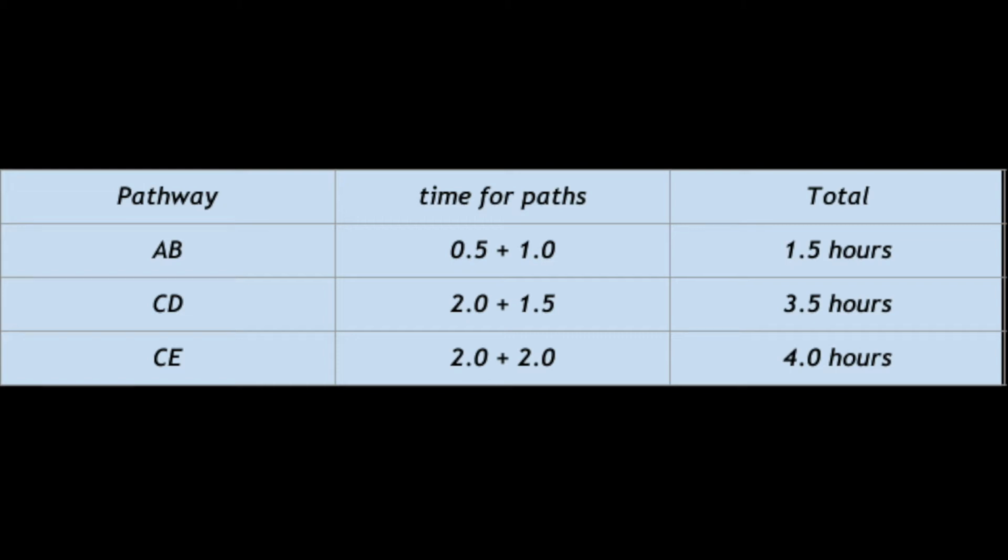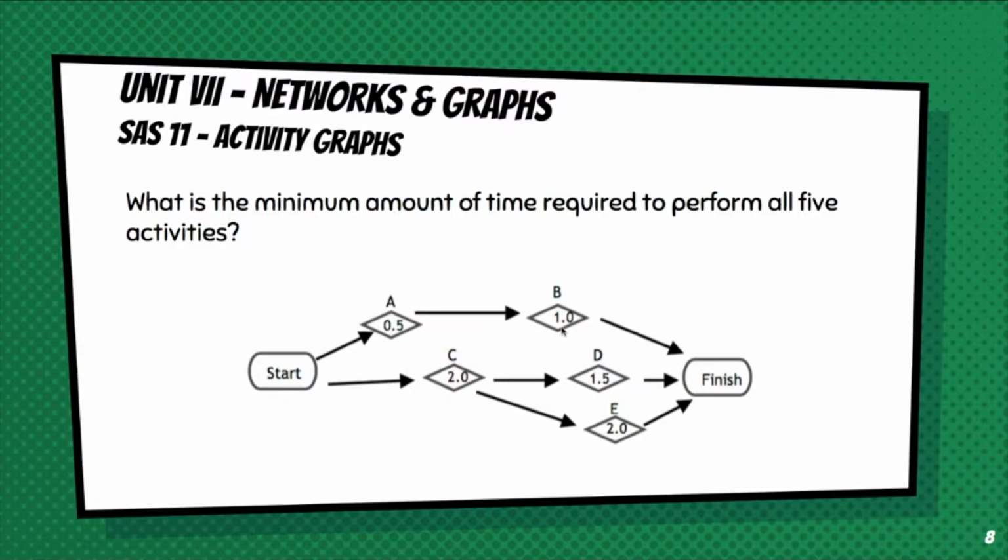Since CE, CD, and AB happen all at the same time, the minimum time to complete all 5 tasks would be the maximum path length. So CE is the longest, it's 4 hours. Since they're all happening at the same time, AB would finish in an hour and a half. Then CD would finish in 3.5 hours, and a half hour later, CE would finish, and all the activities would finish, and they'd be ready for their party.